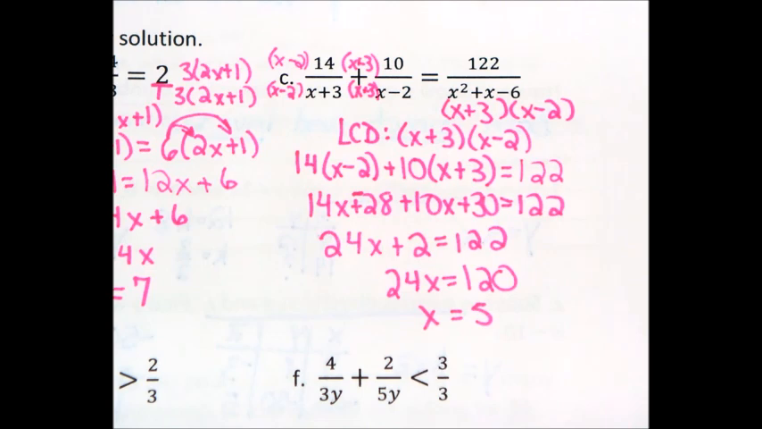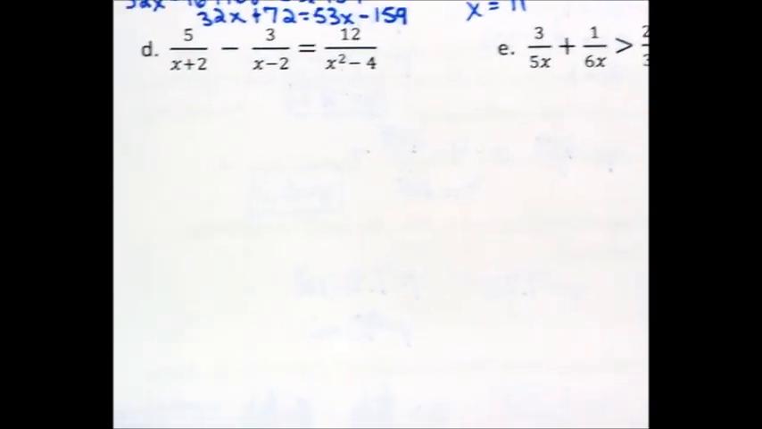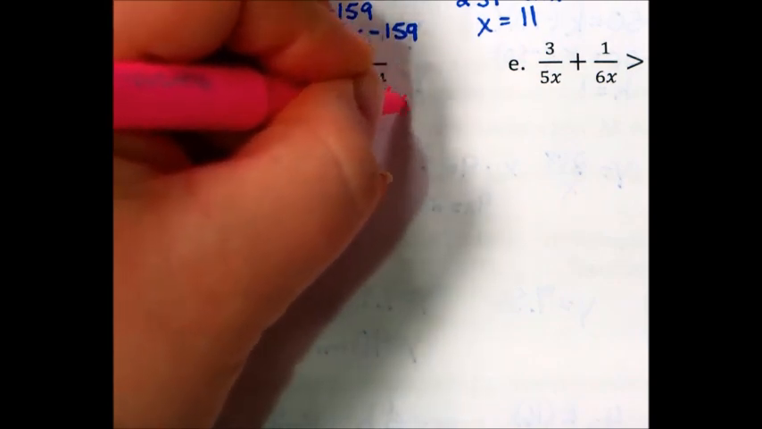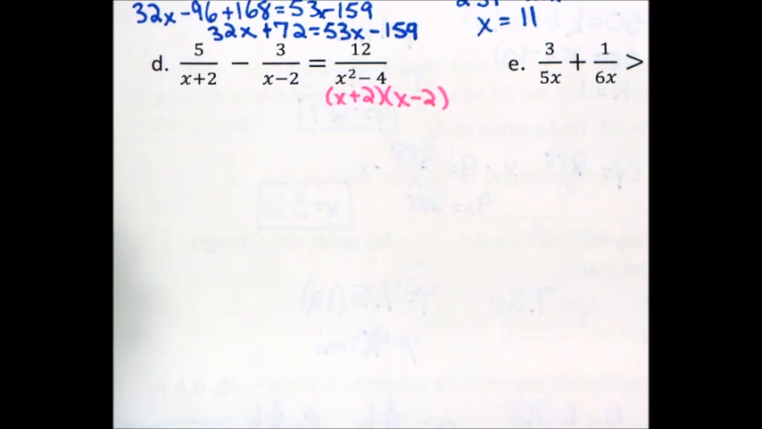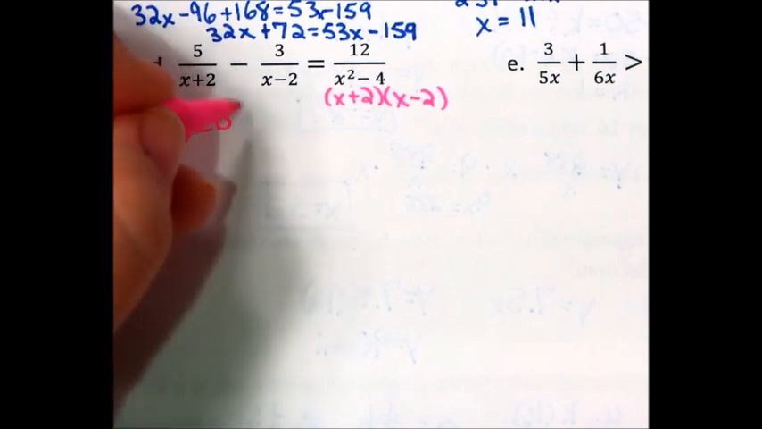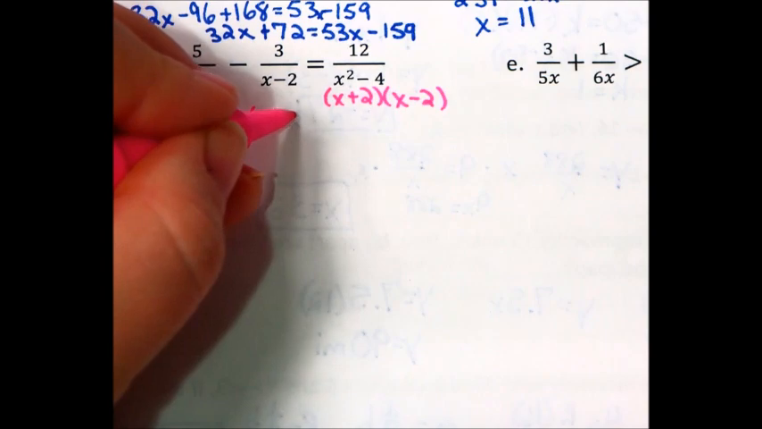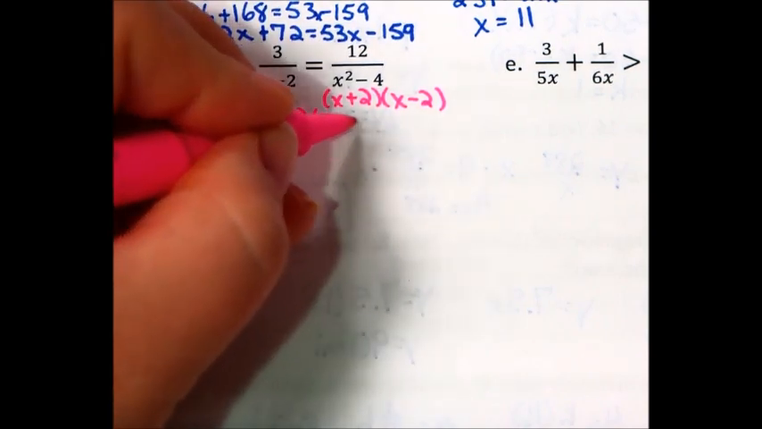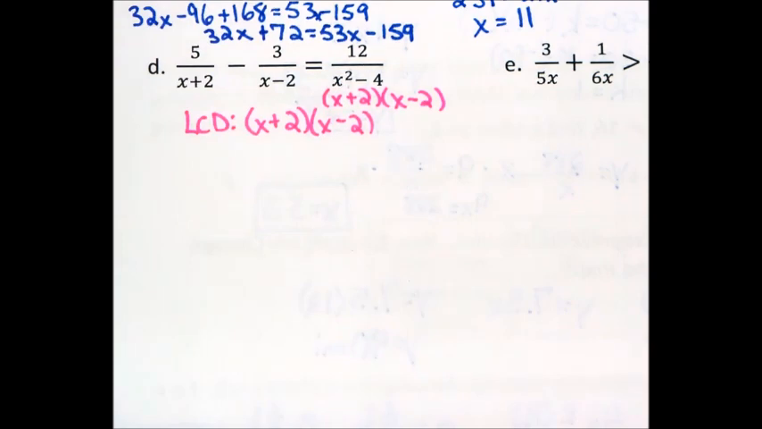We're going to do one more equation before we jump into inequalities. So for D, I notice that the x squared minus 4 has not been factored out. So I need to factor it out to be x plus 2 and x minus 2. Remember, it follows that pattern: 2 perfect squares with the minus in the middle. And for my LCD, the most amount of x plus 2's any one of them has is just 1. The most amount of x minus 2's that either of them have is just 1. So my LCD is just x plus 2 and x minus 2.